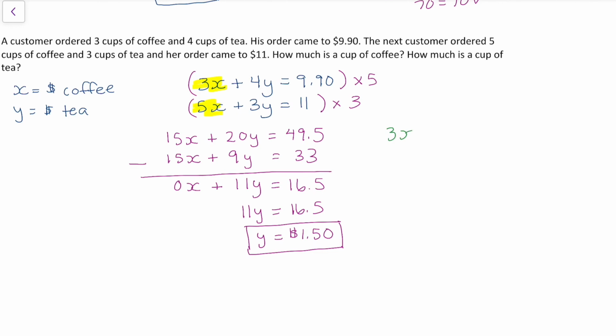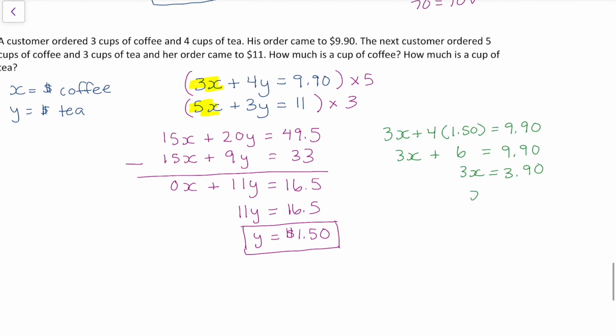3x plus 4 times 150 equals 990. So 3x plus 6 equals 990. I'm going to subtract 6 from both sides, and I get 3x equals 390. Divide by 3, and I get 1.3 or $1.30.